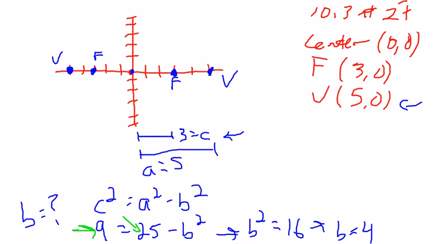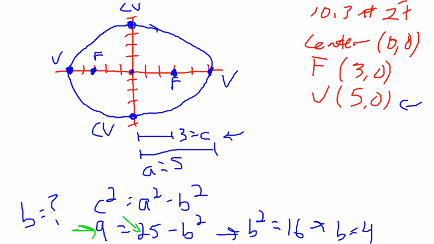So I go up 4 like that. That's a CV, co-vertex. As is this, down 4 from the center, co-vertex. I can connect it up like this. Your graph should look better because you're not drawing on a computer. So that's my shape. So that's part of the answer.